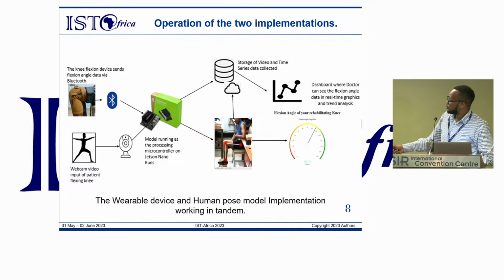We have the wearable device sending signals to the Jetson Nano. This forms the heart of our project because it processes the signals from the wearable device and houses the model that generates the skeleton to obtain the flexion angle. This is a subject who has the wearable device and the model calculating the angle. Both these angles are stored in the cloud in a time series database, and you can plot them such that the specialist is able to view angles from both implementations.